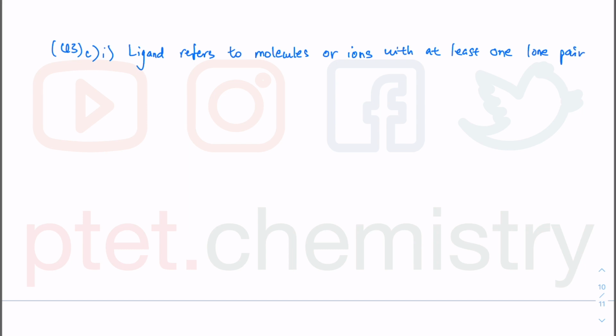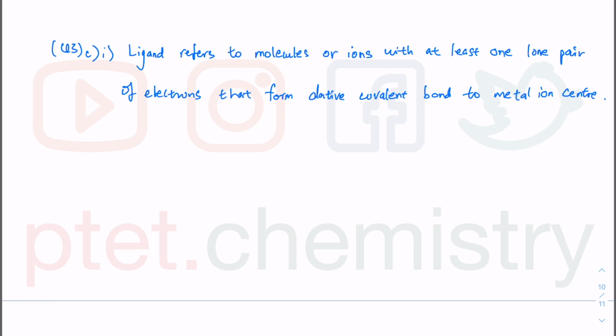Question 3, part C. They ask you to define the term ligand. So you always get free definitions here and there. Ligands refers to molecules, or in fact it could be ions. It must have at least one lone pair. You could have more than one lone pair of electrons, but you must have at least one. And what does this lone pair of electrons do? It forms a dative covalent bond, or a coordinate bond, whichever one you like. Just stick with one, and this is to a metal ion center. Not necessarily a metal ion, but most of the time it's a metal ion.